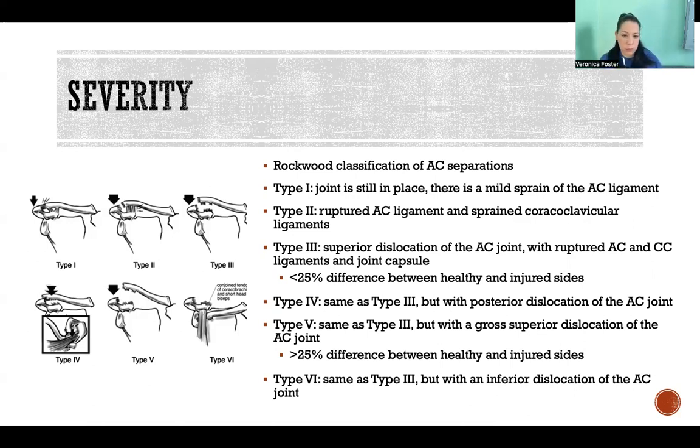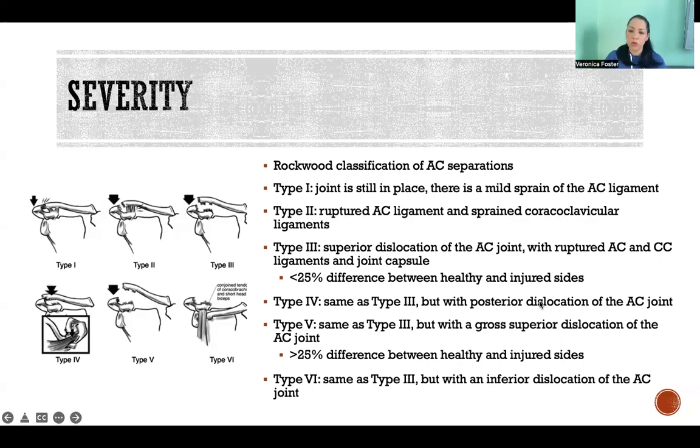Then a little bit worse, type 2, would be that we rupture the AC ligament and sprain the coracoclavicular ligaments. Type 3 would include a superior dislocation. So not only a rupture of all the ligaments and the joint and capsule, but it would also include a superior dislocation. So it dislocates in the superior, upward direction. Now, a type 3 means that that superior dislocation is no more than 25% displaced compared to the uninjured side. Now, that's important because when we get to type 5, you'll see that that's also a superior dislocation, but it's more severe.